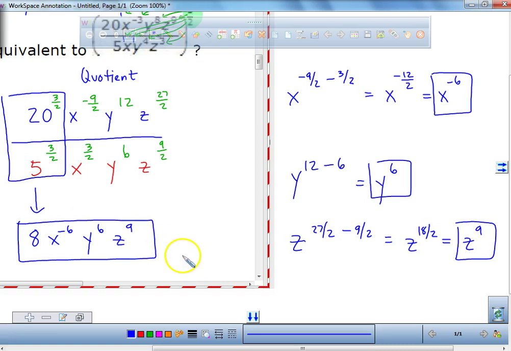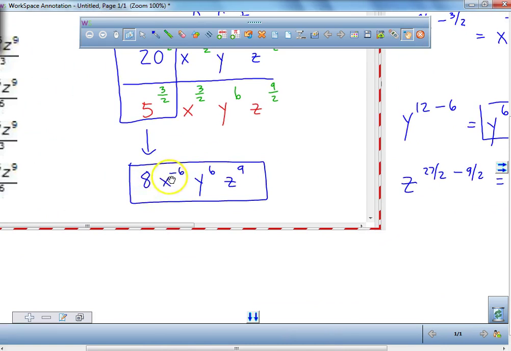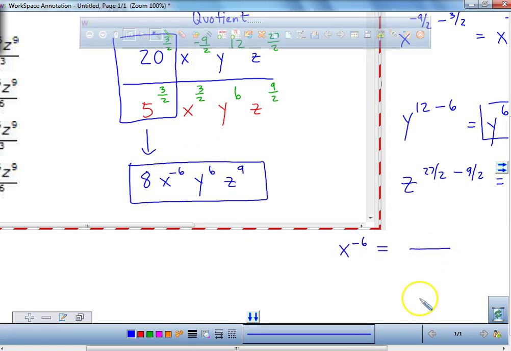Now, everybody, this technically is the right answer. But here's what you're not going to see. On standardized tests, you're not going to see negative exponents as far as part of the answer, most likely. Because really, we don't like to have negative exponents. So how do I rectify this situation? What is x to the negative 6 technically equal to? How can I make this negative exponent positive? That's right, but I'm asking you about this. Put it on the other side of the fraction.